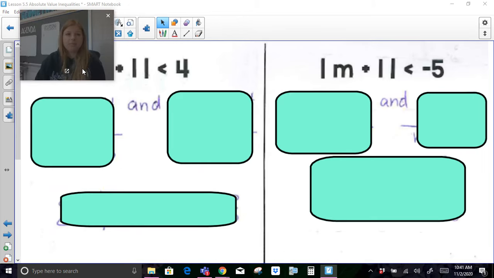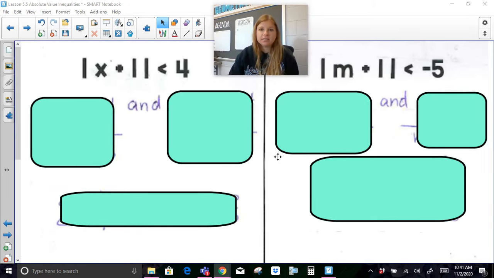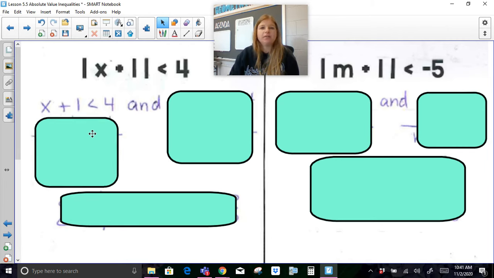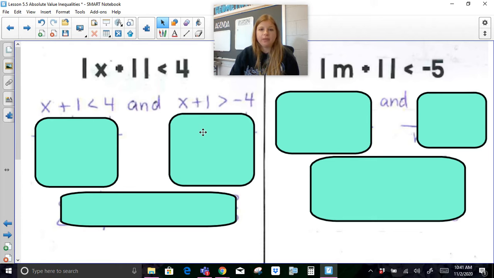I have a bunch of problems here that we're going to be taking a look at. Some of these also have special solutions, so be on the lookout for that. All right, so the absolute value of x plus 1 is less than 4. My first inequality would be x plus 1 is less than 4. And the second inequality would be x plus 1 is greater than negative 4. Again, you keep what's in the absolute value bars the same, but for the second inequality, you change the symbol and then change the sign of the number.